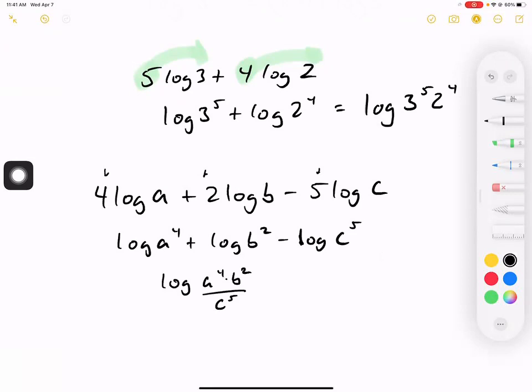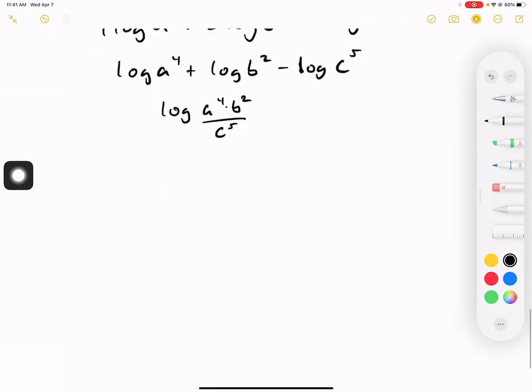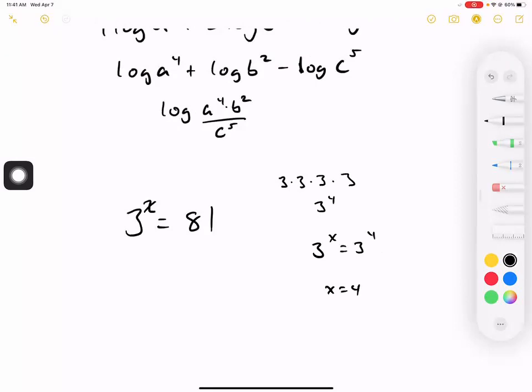Okay, now that we have a lot of rules for logs, let's see where logs would be useful. Let's say I have a problem that says 3 to the x is equal to 81. We all know that 3 times 3 is 9, times 3 is 27, times 3 is 81. Turns out 3 to the 4th power is 81, and that's one way that we solved this before. We said 3 to the x is equal to 3 to the 4th power. Since the bases are the same, the exponents are the same. That's one of the tricks we used to solve these problems before.